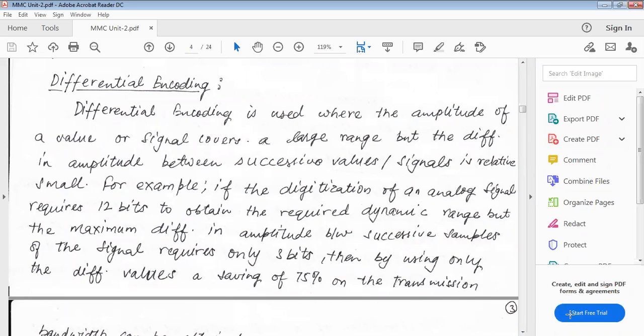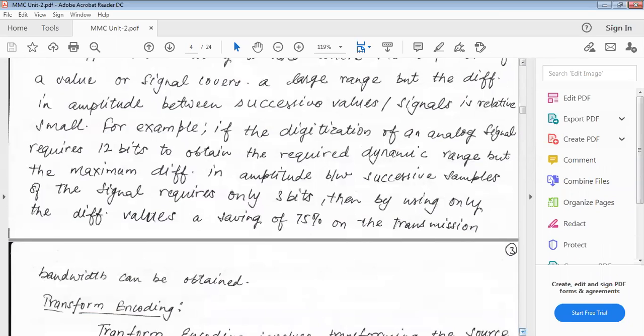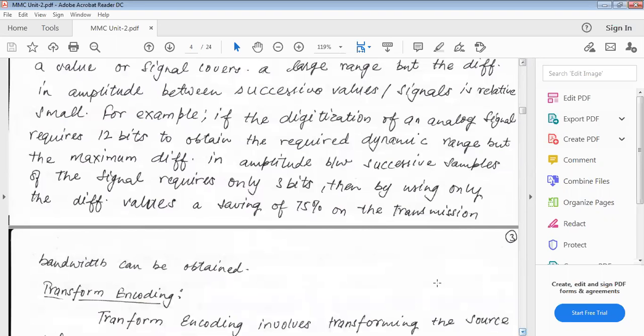For example, if digitization of an analog signal requires 12 bits to obtain the required dynamic range, but the maximum difference in amplitude between successive samples of the signal requires only 3 bits, then by using only the difference value, a saving of 75% on the transmission bandwidth can be obtained. So here, to convert the analog signal into digital, they go through some process.